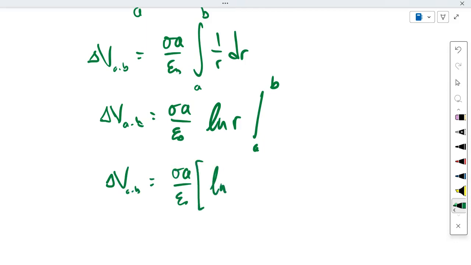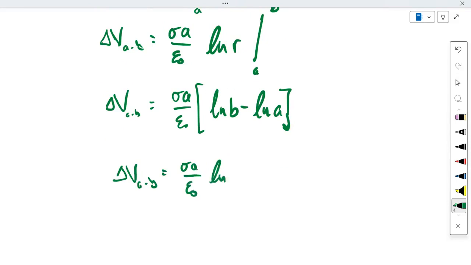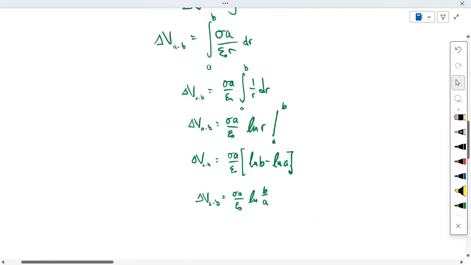So that's delta V, A to B, sigma A over epsilon naught. This is ln of B minus ln of A. The rules of natural logs say that this is sigma A over epsilon naught ln of B over A. Okay, good.